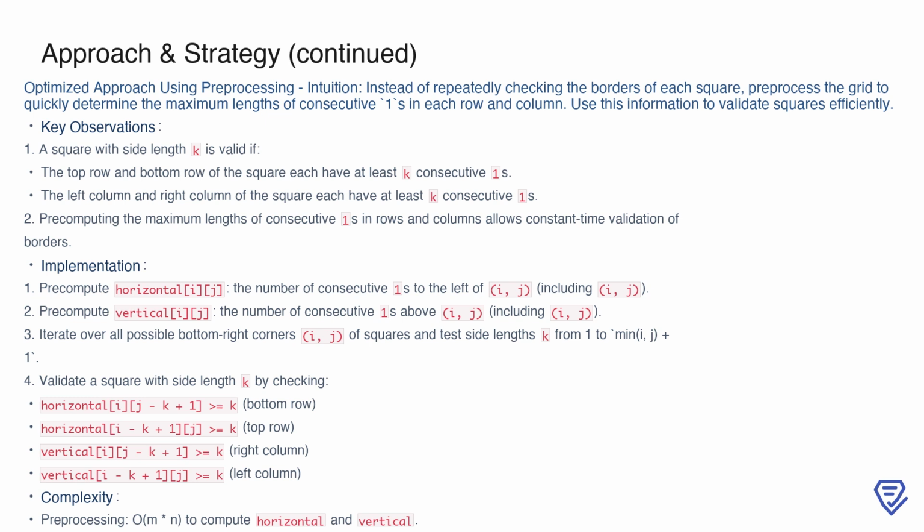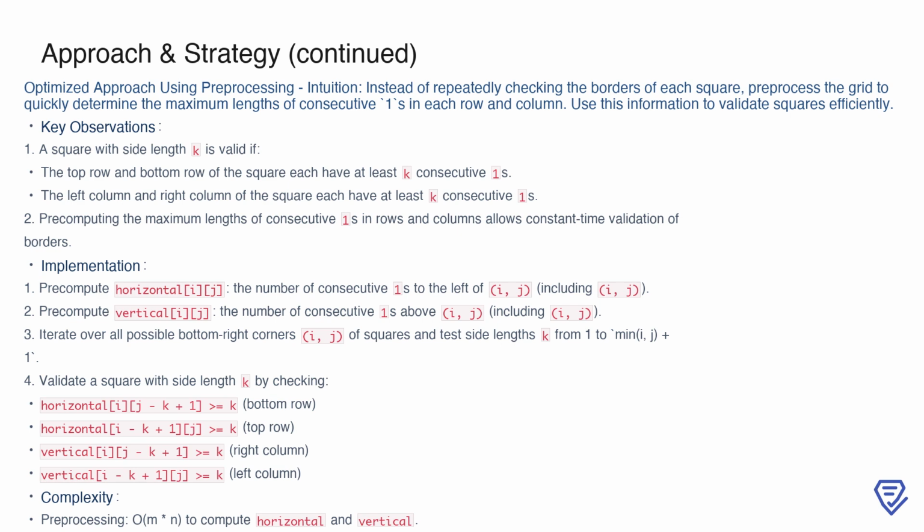By iterating over all possible bottom right corners (i, j), and testing side lengths k from 1 to min(i, j) plus 1, we check the validity of a square in constant time using the pre-computed arrays. For example, we confirm the bottom row of the square has enough ones by checking horizontal[i][j-k+1] equals k. Similarly, the top row, left column, and right column can be validated using their respective conditions.